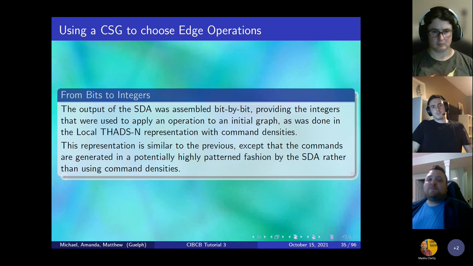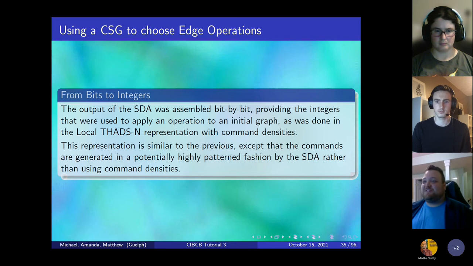So how do we use these? These bit sprayers output a bunch of bits, but those bits are integers, but we need to construct bigger integers than one. And so how do we do that? The output of the SDA is assembled bit by bit, providing the integers that were used to apply an operation to an initial graph, as was done in the local FADS N generative representation with command densities. This representation is similar to the previous, except that the commands are generated in a potentially highly patterned fashion by the SDA rather than using the densities.